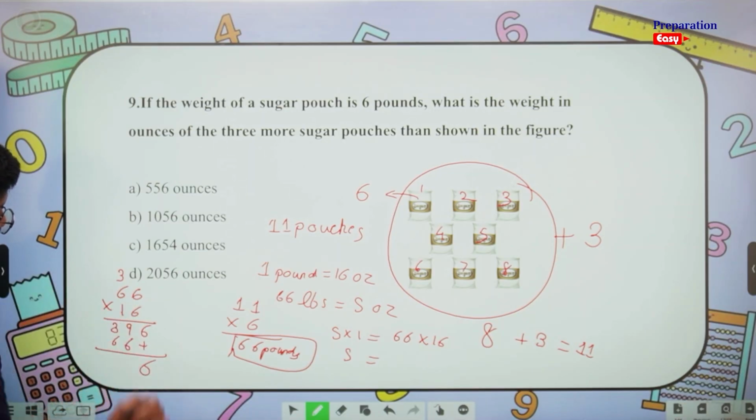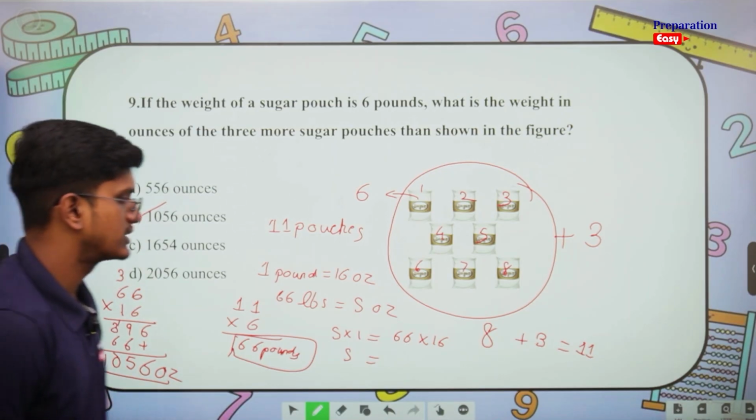Let's add them together. 6, 9 plus 6 is 15. 3 plus 1 is 4, 4 plus 6 is 10. So it will become 1056 ounces. Do we have the option? Yes, we have option B as 1056 ounces.